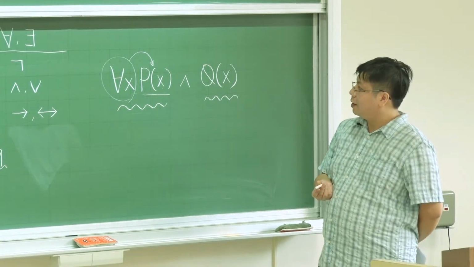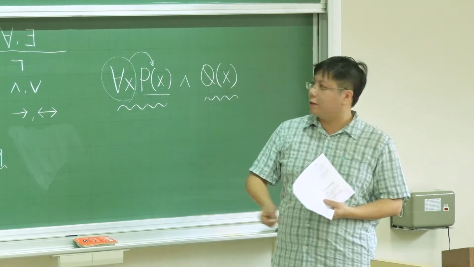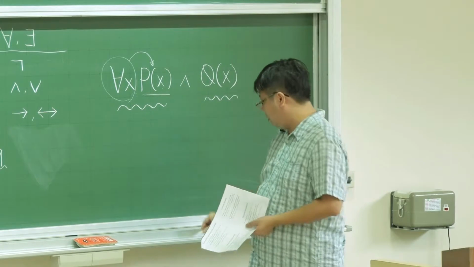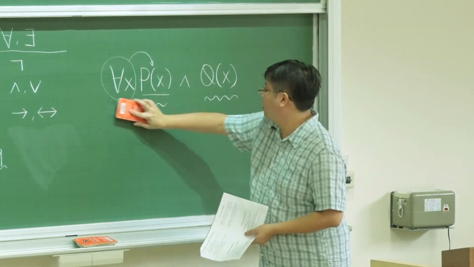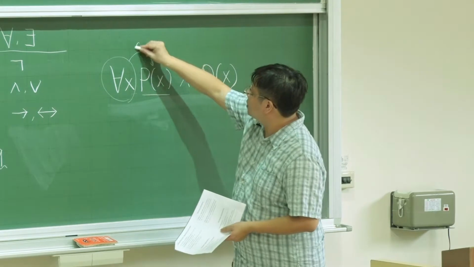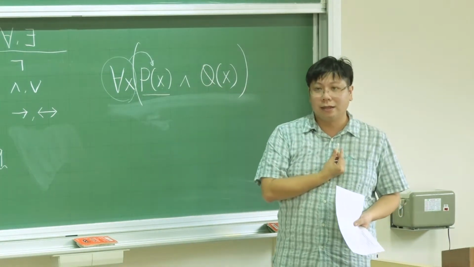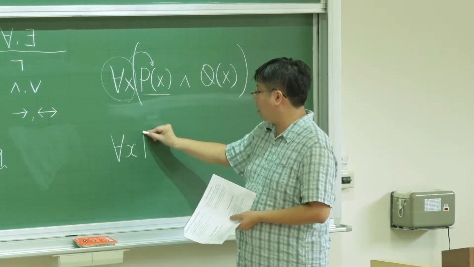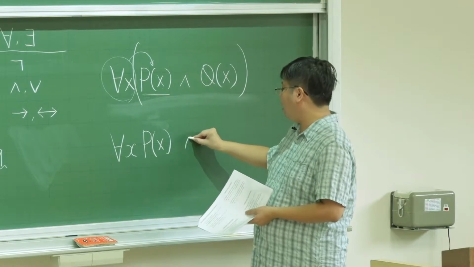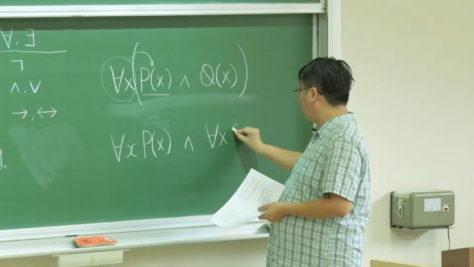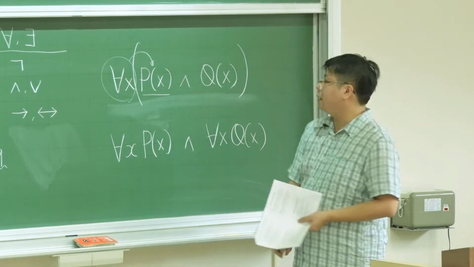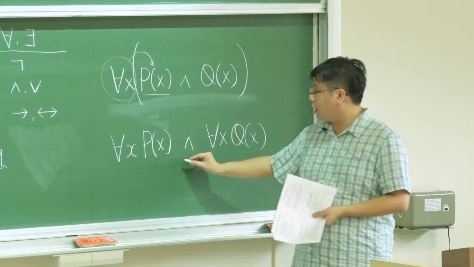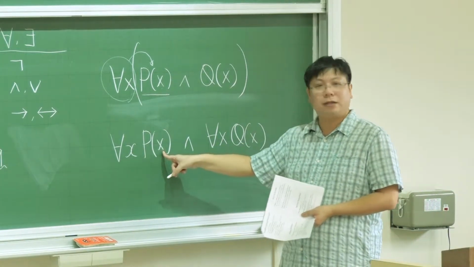So if you really want to say for all x such that at the same time px and qx are true, then we should write something like this. Is that okay? But on the other hand, if you want to say for all x, px is true, and for all x, qx is true, then in that case, we should write something like this. Is that okay?